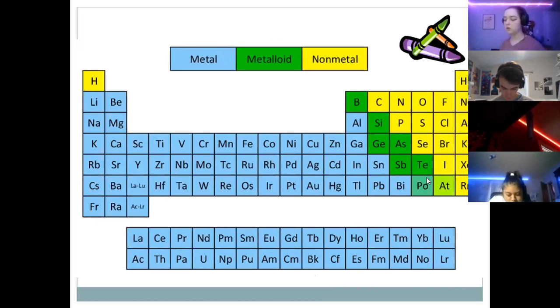And so polonium and astatine, whatever it's called, they are considered metalloids. But polonium, for example, it is a metalloid, but it's more metal than non-metal. So that's why it's kind of blue with a green. And then this one is more non-metal than metalloid. So that's why it has more of a yellow color to it. But they're still considered metalloids.